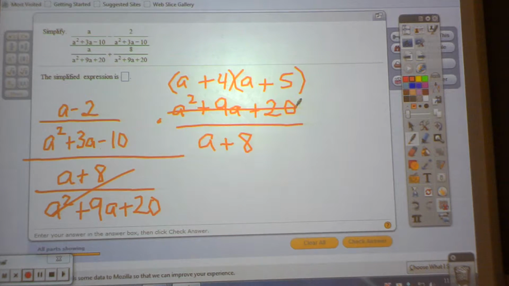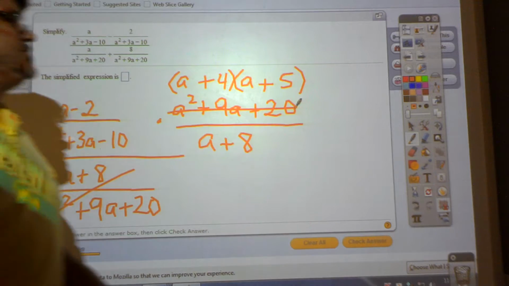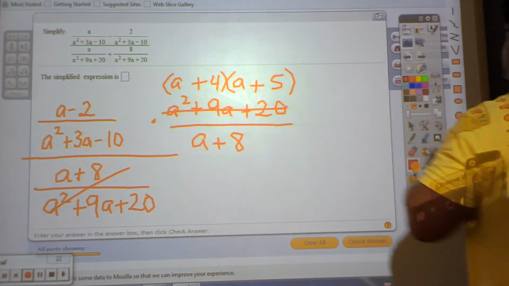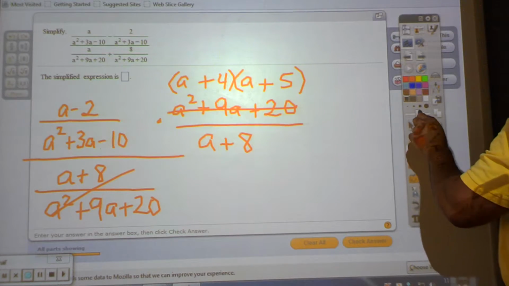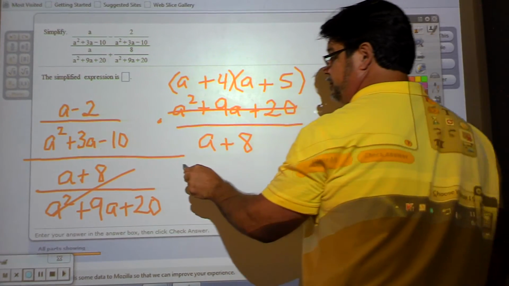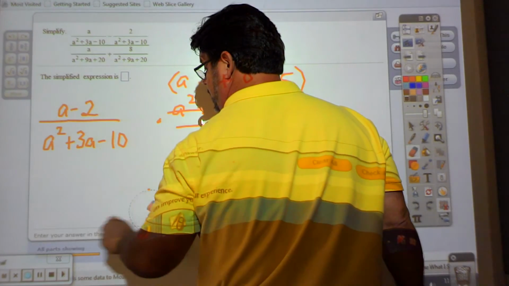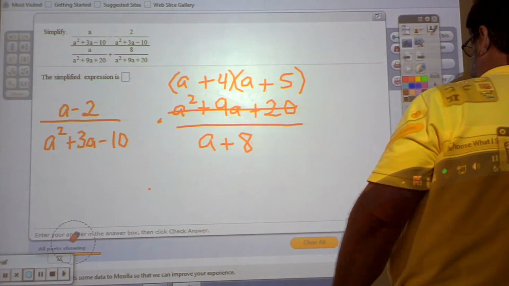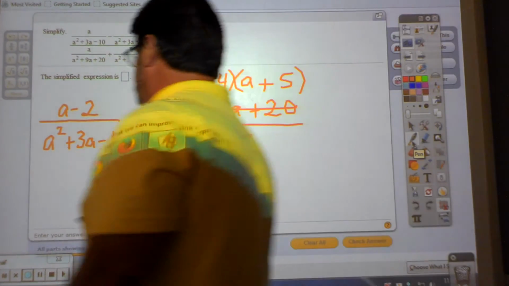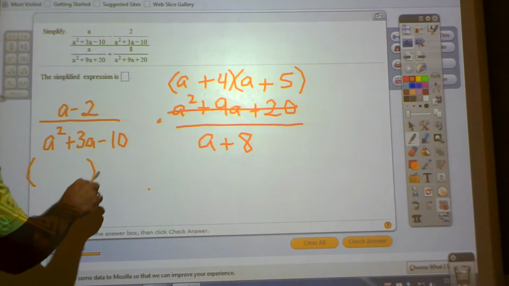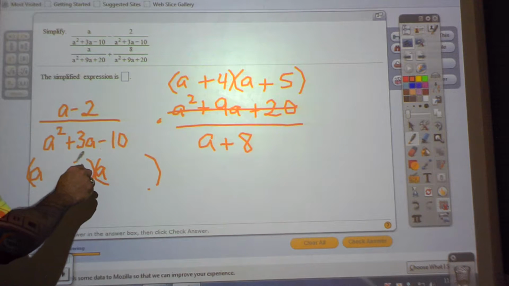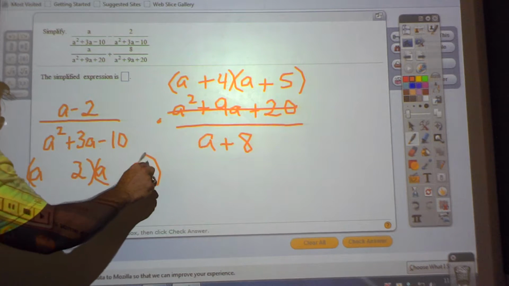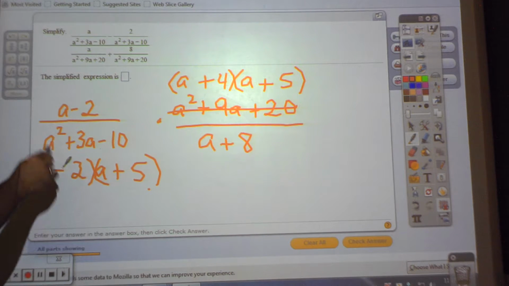And down here, I'm going to erase this since we multiplied by the reciprocal. And that's going to give me A, and 2 and 5, a positive 5 and a negative 2.